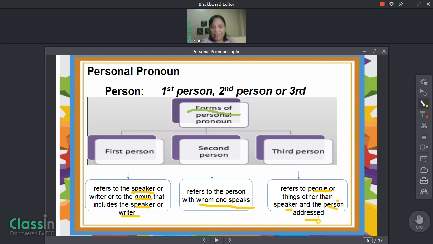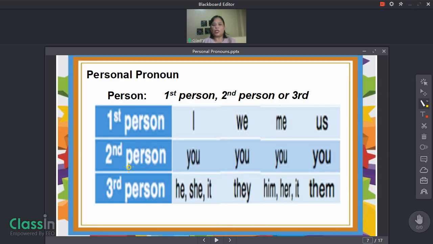Is it clear, class? So that is the personal pronouns depending on its person: first person, second person, and then third person. What are those pronouns under the first person, second person, and third person? Look at this table.